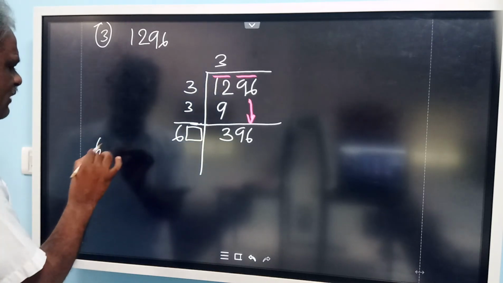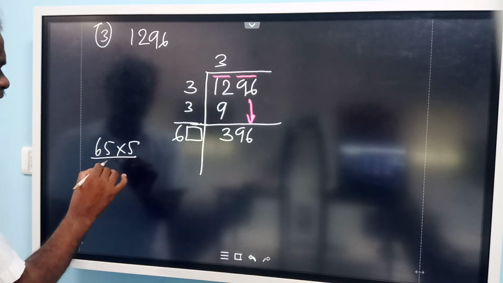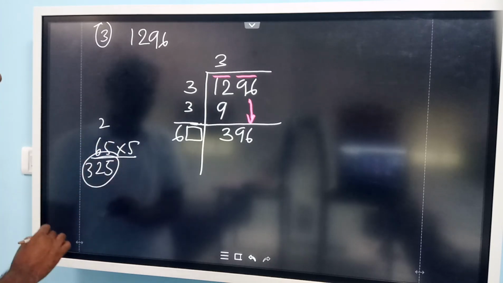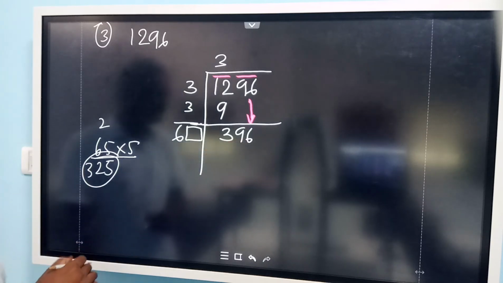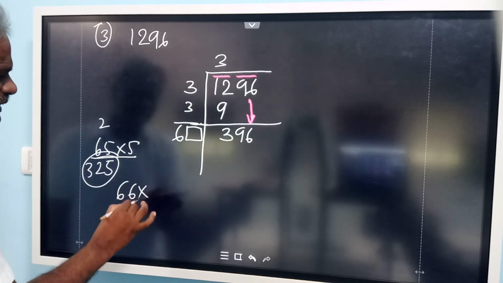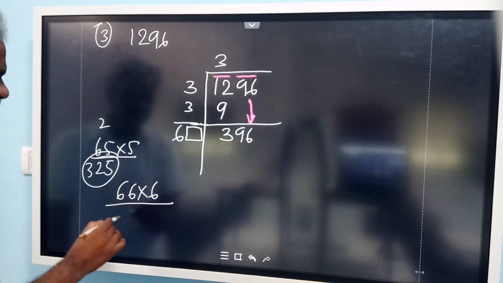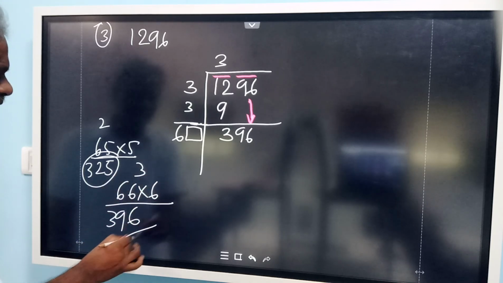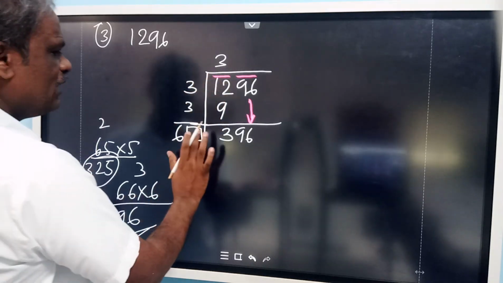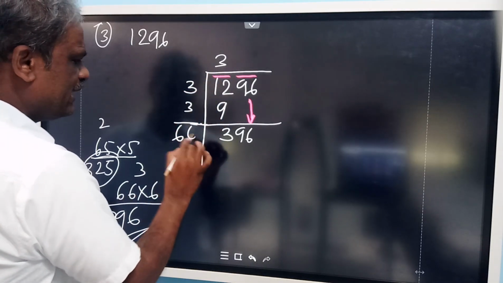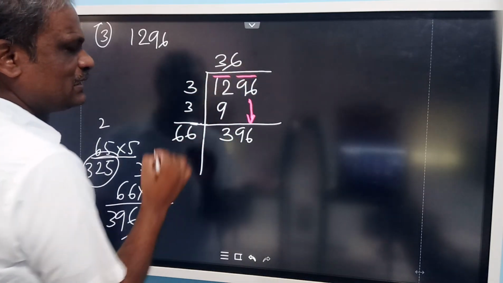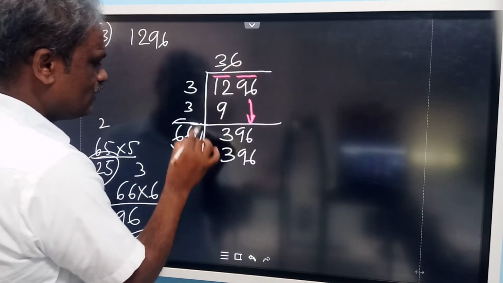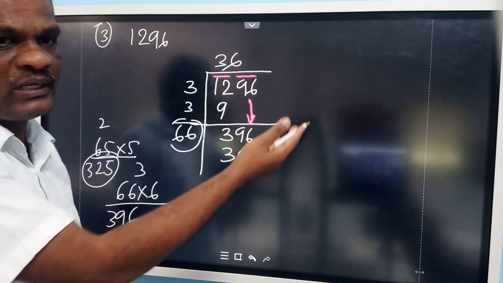Suppose I write 65, 65 times 5. 5 fives are 25, 5 sixes are 30 plus 2 is 32, 325. That is less than this. Now if I write 66, 66 times 6: 6 sixes are 36, and so on. 396, exactly the same number you are getting. So here you write 6, then here also 6. 66 sixes are 396.